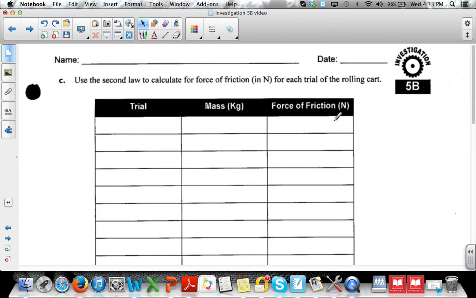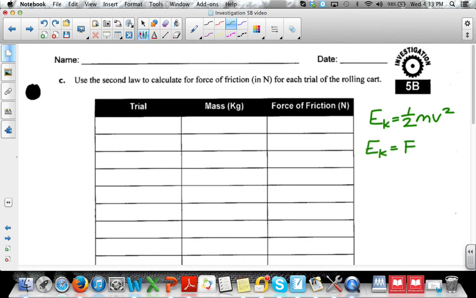Okay, so for part C, it's going to be a lot like that very first table that we did. So you're going to calculate the kinetic energy first, and then calculate the friction. So calculate the kinetic energy. Remember, EK is 1/2 mass times velocity squared, and then you can calculate your friction. And the friction one is EK equals force times distance.